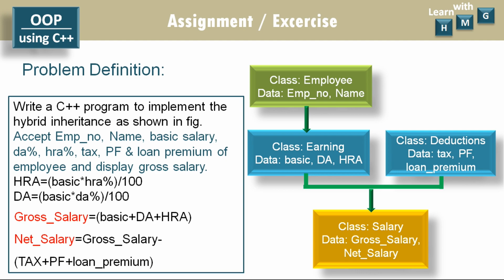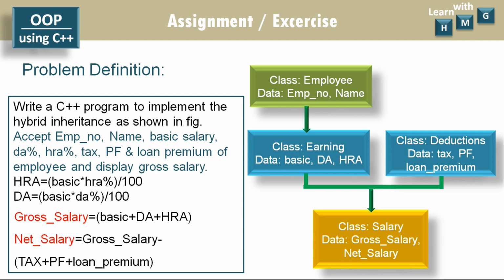The tax means that is the income tax which is deducted from the salary, that is a TDS, tax deducted at source. Provident fund, which is deposited in the provident fund PF account of that employee, and the loan premium is deducted from the salary and is paid to the bank who gave the loan to the employee.